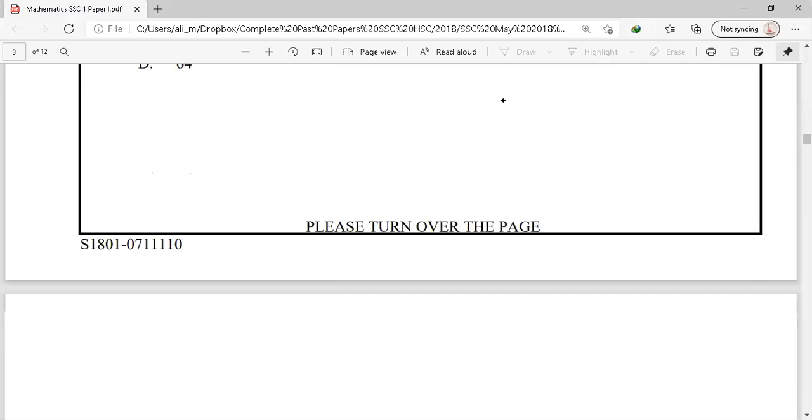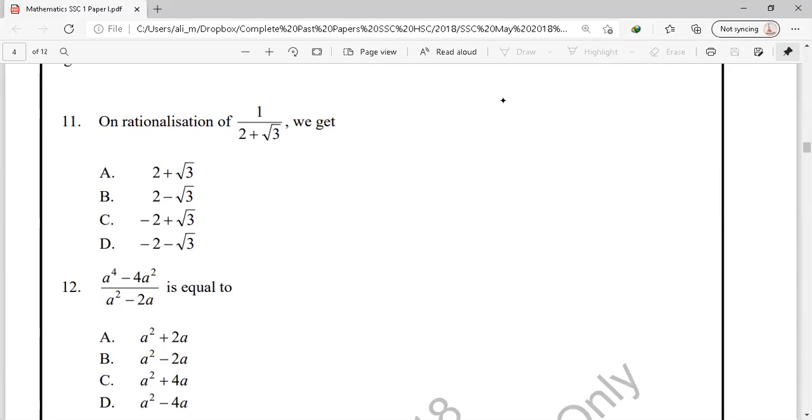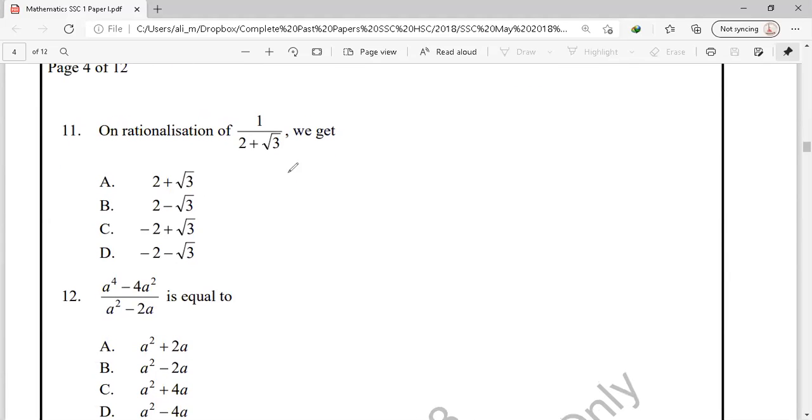So let's come to question number 11. In question number 11, we have to rationalize this expression. So let's rationalize this expression 2 plus square root 3. हम इस एक्सप्रेशन को कॉन्जुगेट से मल्टीप्लाई कर देते हैं और कॉन्जुगेट से डिवाइड कर देंगे. 2 माइनस रूट 3 डिवाइडेड बाय 2 माइनस रूट 3.